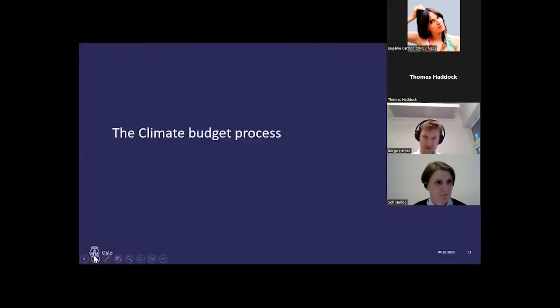So next slide, please. Now I wanted to talk a little bit about the climate budget process, because now we've seen the output, what actually appears in the budget, but how is the work organized and how are the measures decided? I believe this is where the value of this process is. Next slide, please.